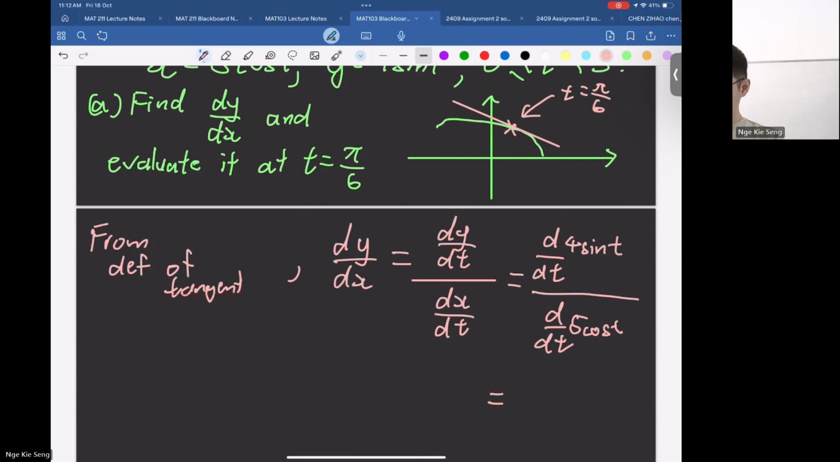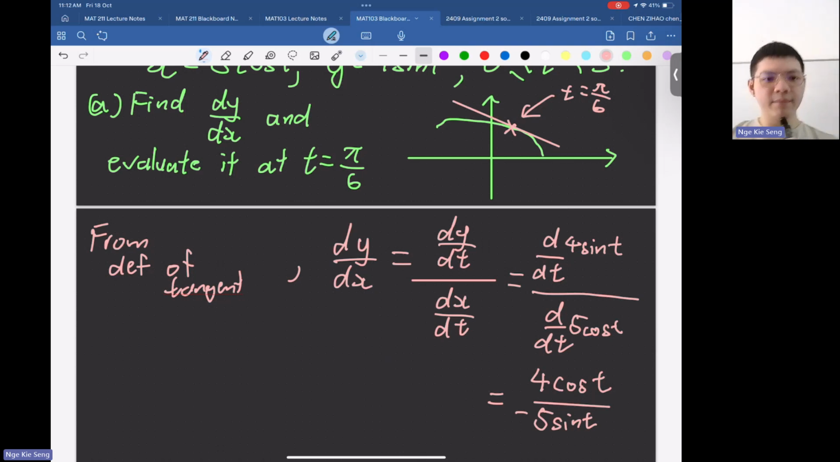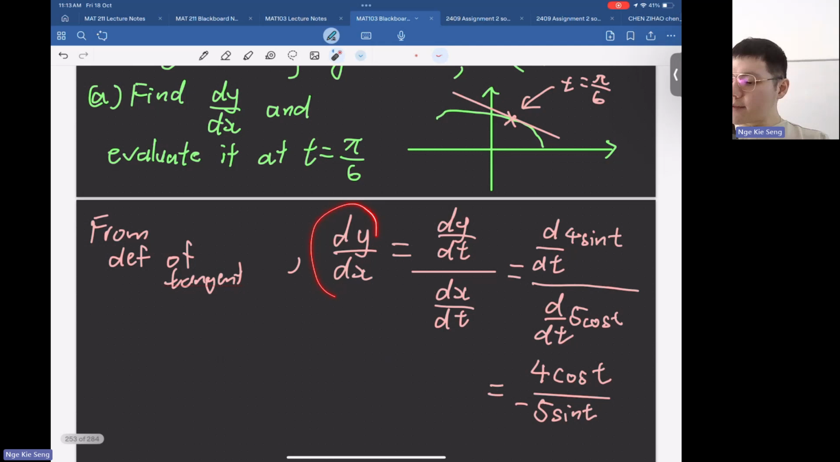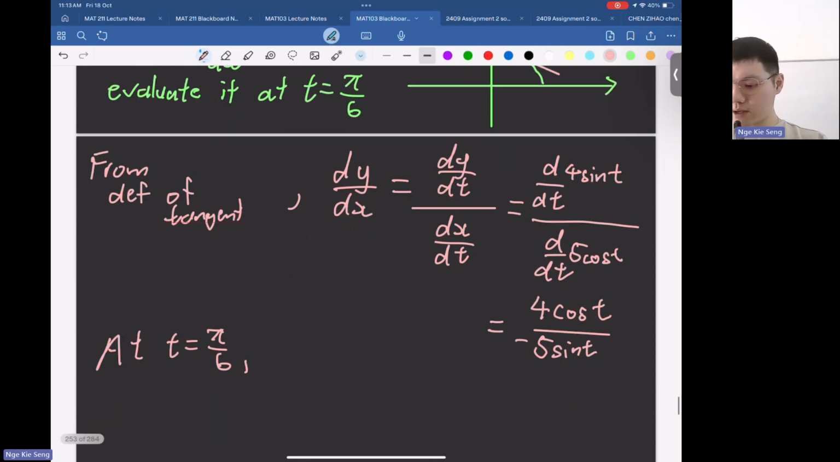Oh, good. Denominator? Okay, so this is the dy/dx here, but we want to evaluate at that point. So this means what? You see, my dy/dx is depending on t, meaning I can get you all the dy/dx, depending on which point you like. Which point I like here? I like t equals pi over 6. So at this point here, what do we get?